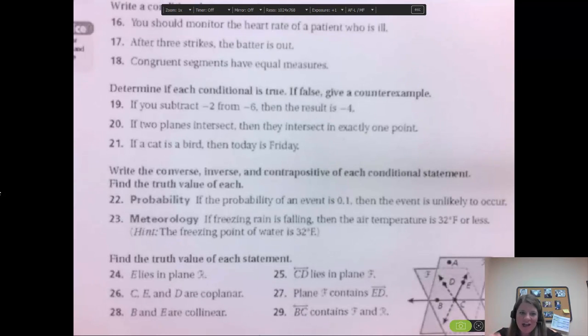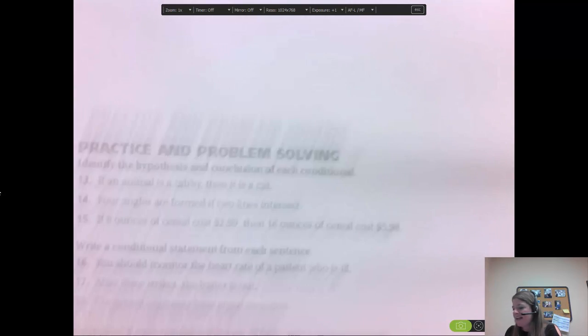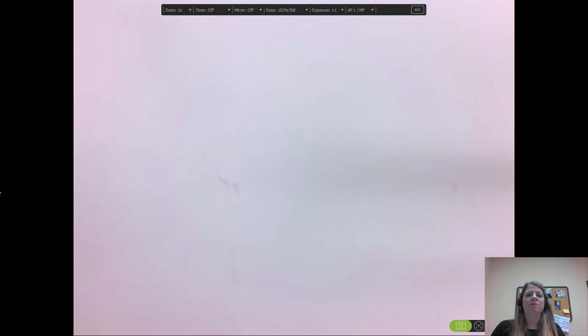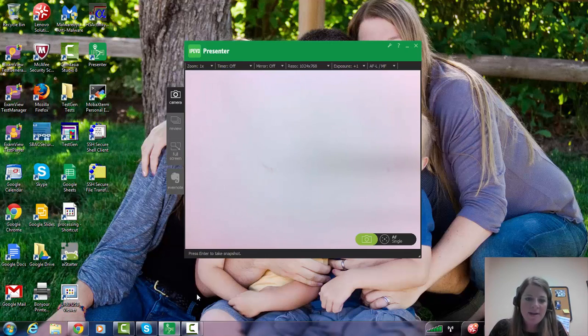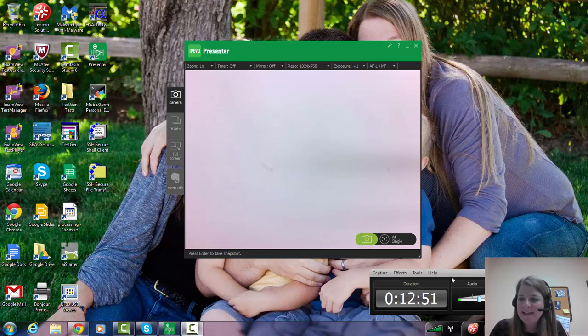For this section, I just really want you to know how to write a conditional statement, know what a hypothesis is, know what a conclusion is, because switching it around and making it an inverse or a contrapositive, that's not a hard thing to do if you actually understand the if-then statement. So that's what I want you to get out of section 2.2, writing an if-then or a conditional statement. And that concludes my little mini lecture.